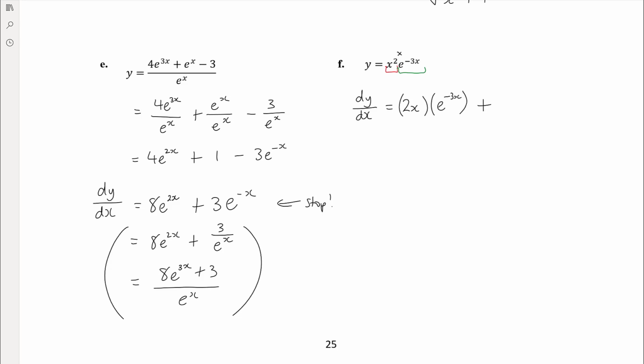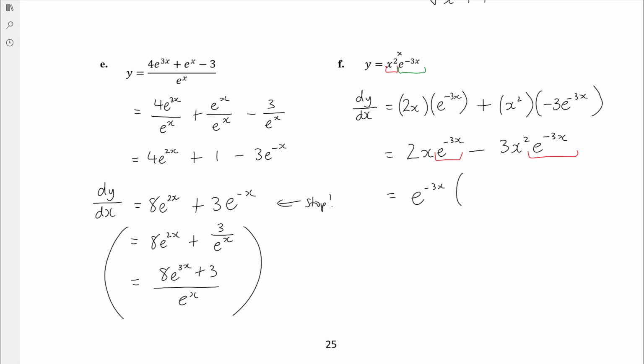We add, for the product rule, we leave the first function as it is, and we differentiate the second function, which will give us negative 3e to the negative 3x. Tidying all that up, we've got 2x e to the negative 3x minus 3x squared e to the negative 3x. Now when you do product rule with an exponential function, because of the way you differentiate exponentials, you'll always find that you get that common factor. So if we factor out e to the negative 3x, we're left with 2x minus 3x squared. And in terms of fully factorising, you might take out that x.